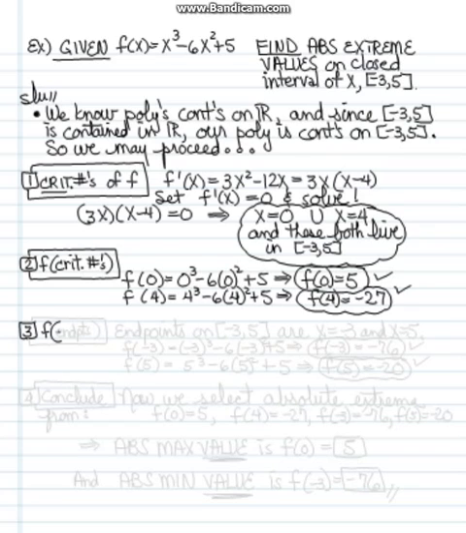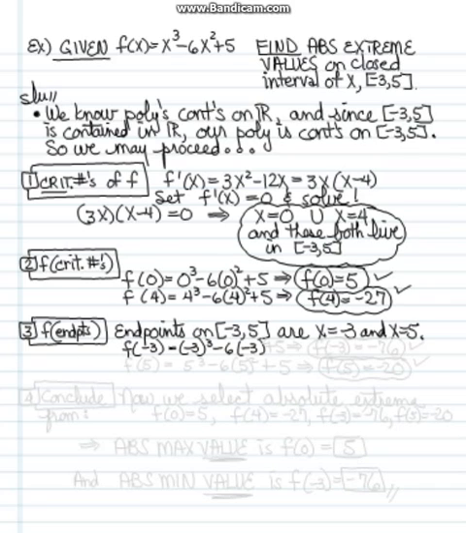Okay, now we're going to take the endpoints of the interval, x equals -3 and x equals 5. Those are the endpoints on the closed interval. And we're going to evaluate the original function f at these values of x. So plug in x equals -3 into the original function. We'll get f of -3 is equal to -76. Plug the other endpoint 5 into the function, and we'll get f of 5 is equal to -20.